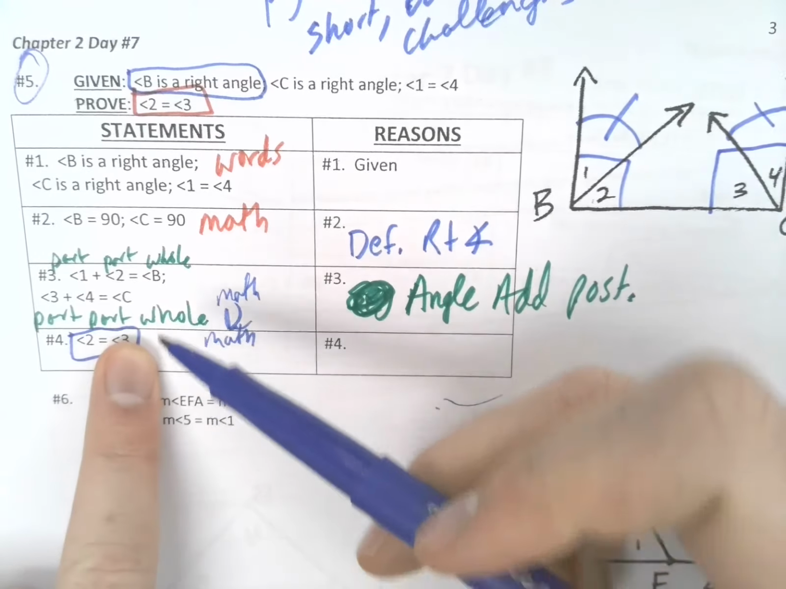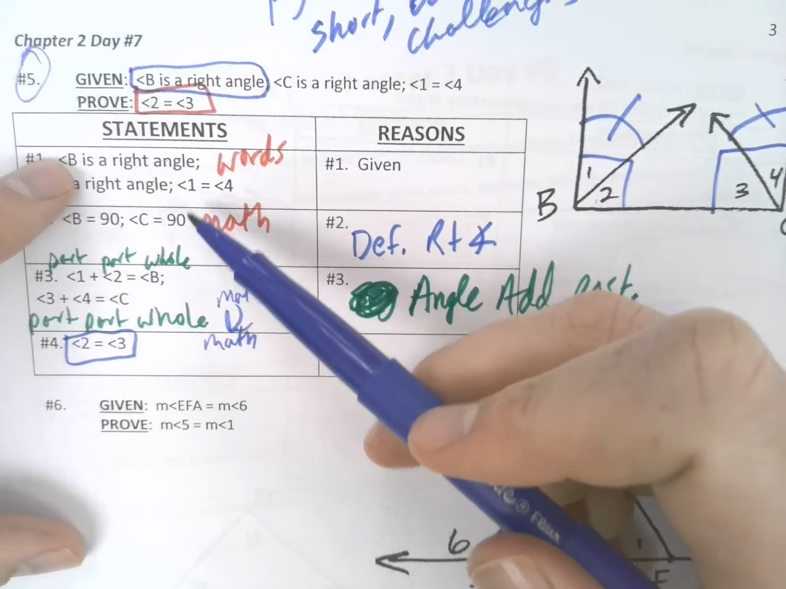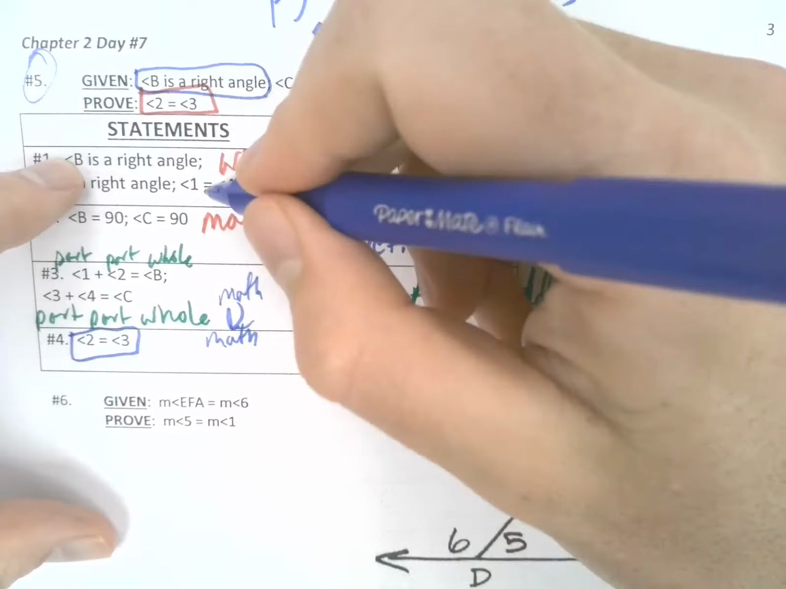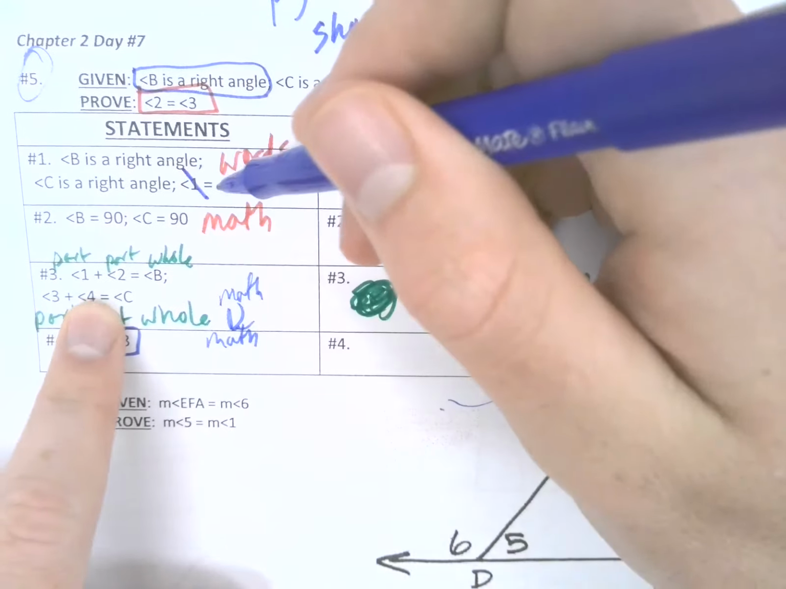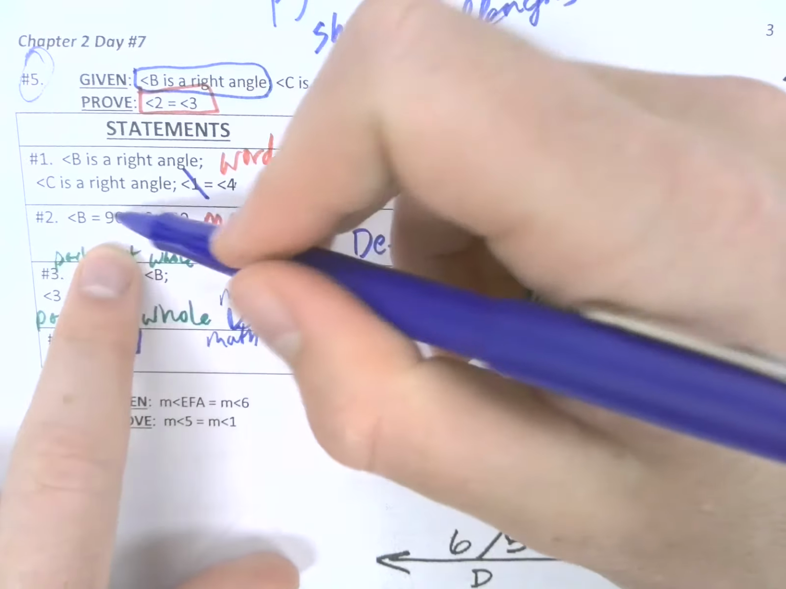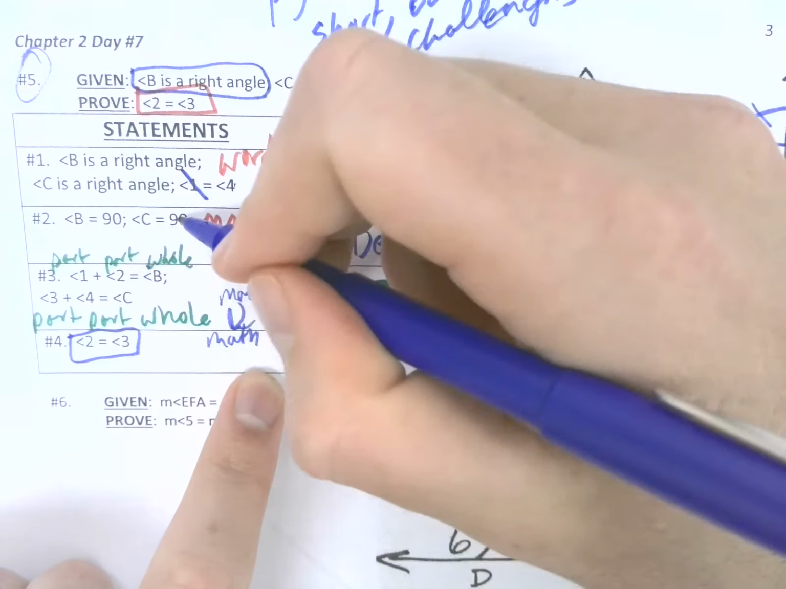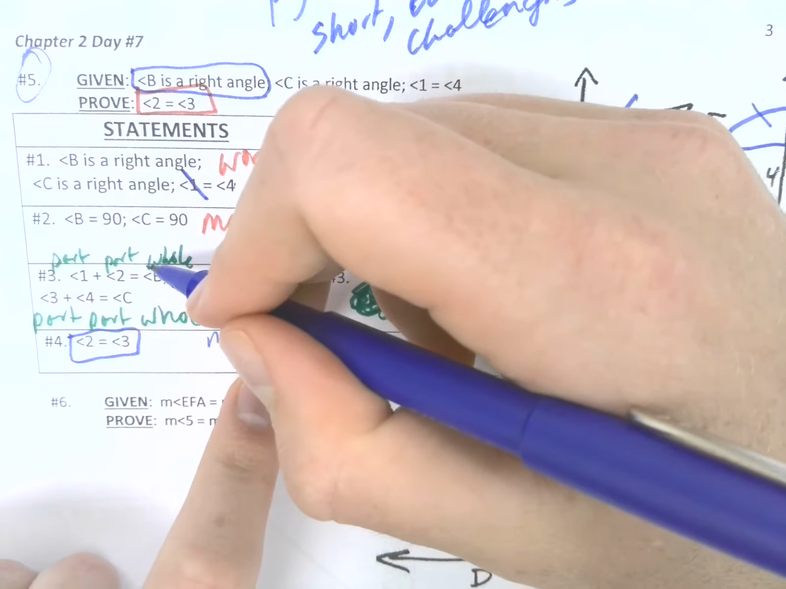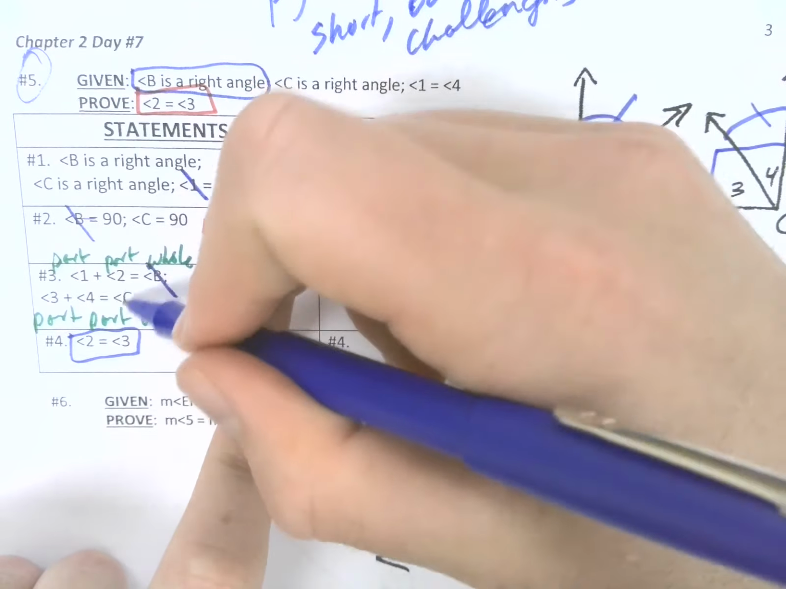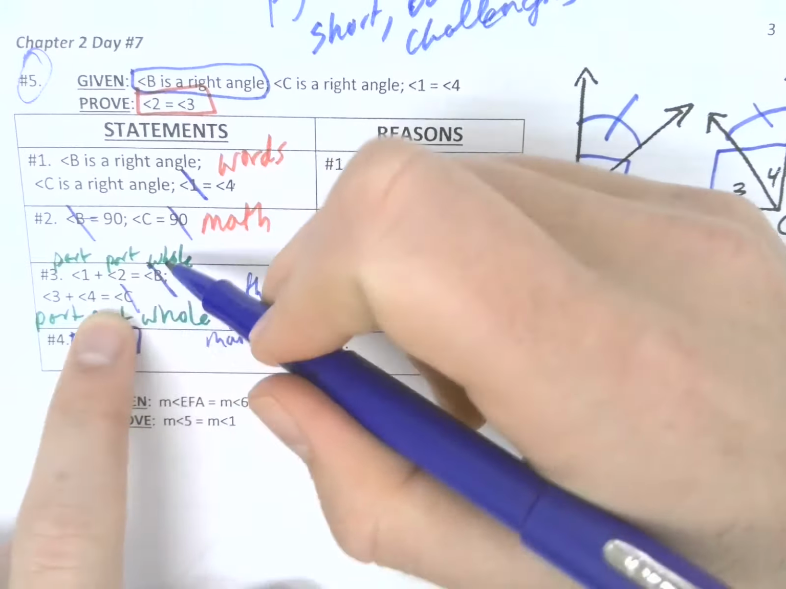What do you notice? Well, I see we've got a lot of repetition here. We know that angle 1 is going to be equal to angle 4. We know that B and C are both 90 degrees. So if B and C are both 90 degrees, we know that we have angle B taken care of. C is 90 degrees. So these are really the same thing.